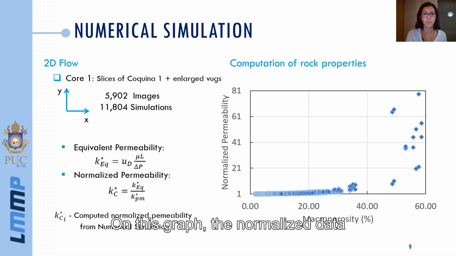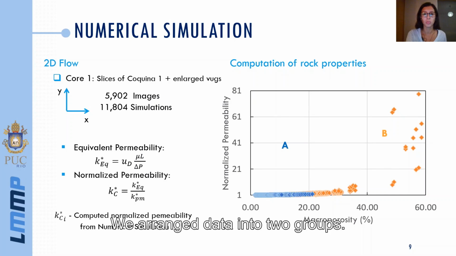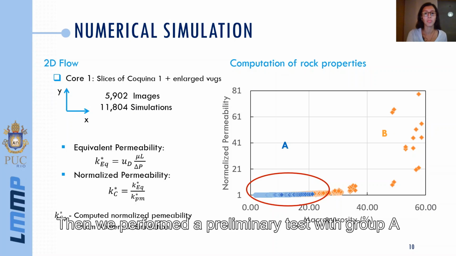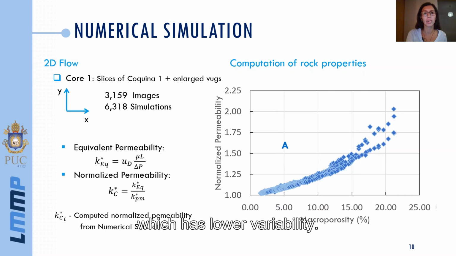On this graph, the normalized data is plotted as a function of the VUG area of each processed image. We arrange data into 2 groups. The blue points have lower equivalent permeability variation due to a lower range of macroporosity. Then we performed a preliminary test with group A, which has lower variability.